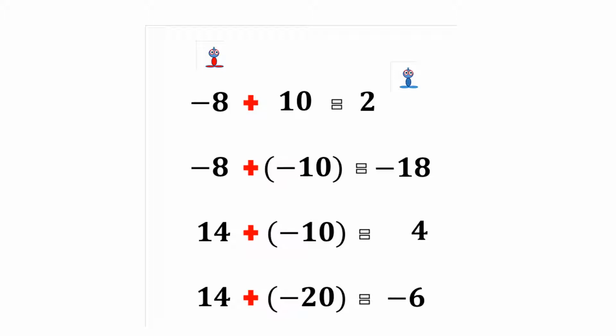14 plus a negative 20. The positive parts are 14 and 20. The difference of 20 and 14 is 6, and since the negative is with the 20, the answer will be negative 6.